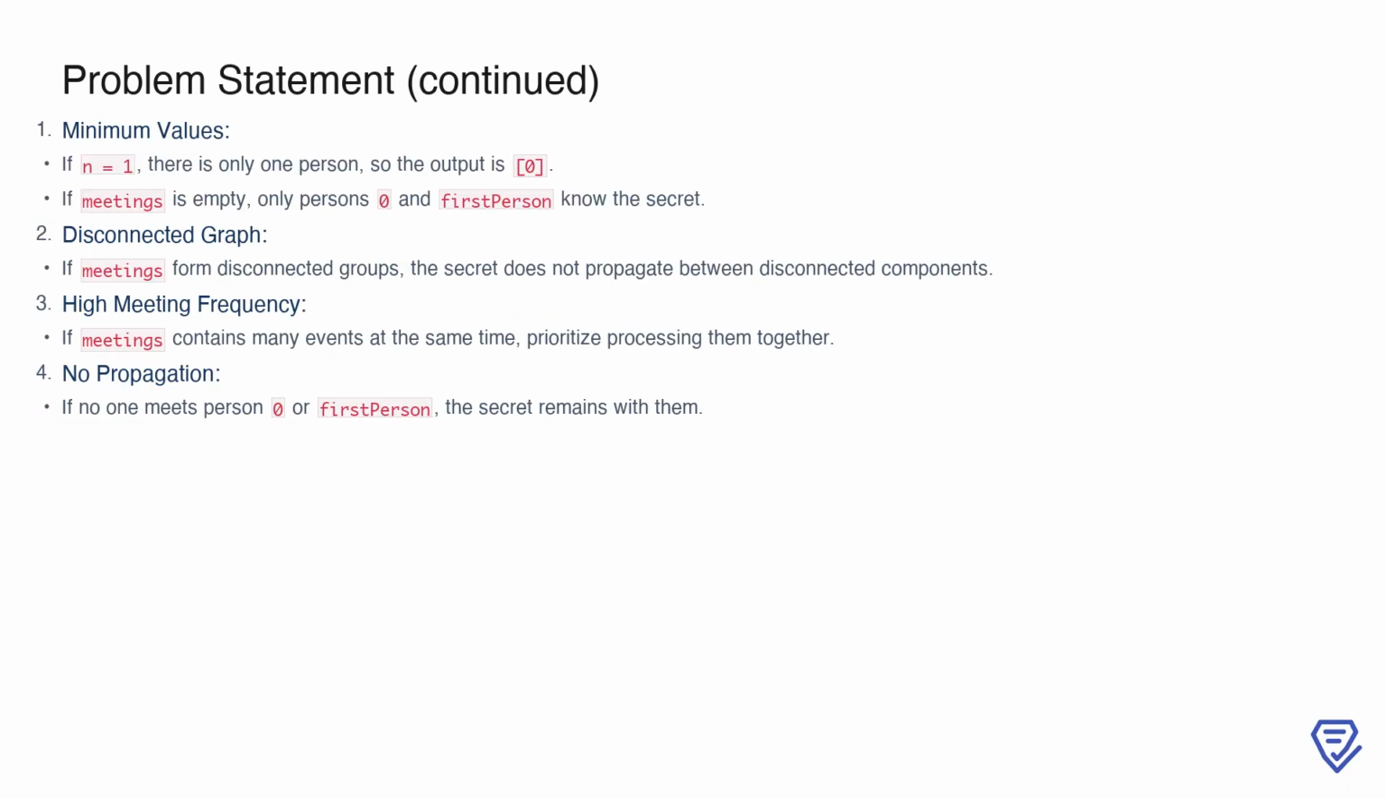There are several edge cases to consider. First, if n is 1, there is only one person, so the output is 0. If there are no meetings, the secret remains with persons 0 and first person. When meetings form disconnected groups, the secret cannot propagate between these groups. If many meetings occur at the same time, it is critical to process them together. Lastly, if no one meets person 0 or first person, the secret does not spread beyond them. These scenarios highlight the importance of carefully handling edge cases in your solution.